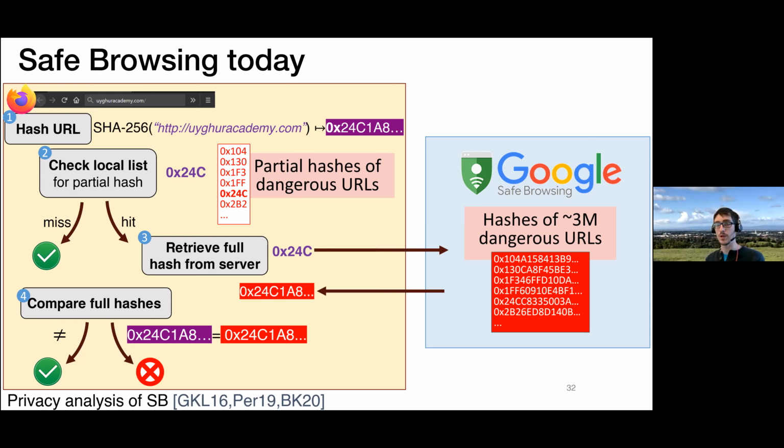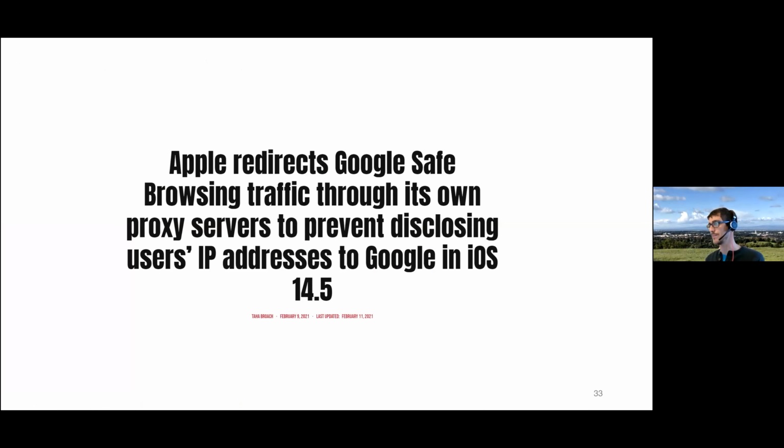So the goal of our system is to reduce this privacy leakage that exists here. And this is not a concern that only we had. In fact, Apple was worried about this privacy leakage on their iPhones. Safari also uses these service providers, and so in iOS 14.5 they have a proxy server that proxies all the requests to Google and anonymizes them. So at least the service provider doesn't see the content of the request and the IP address of the client at the same time. So this is a different type of solution.